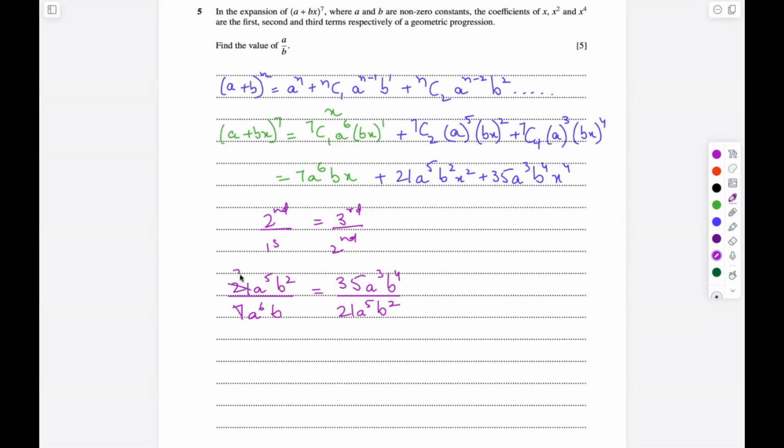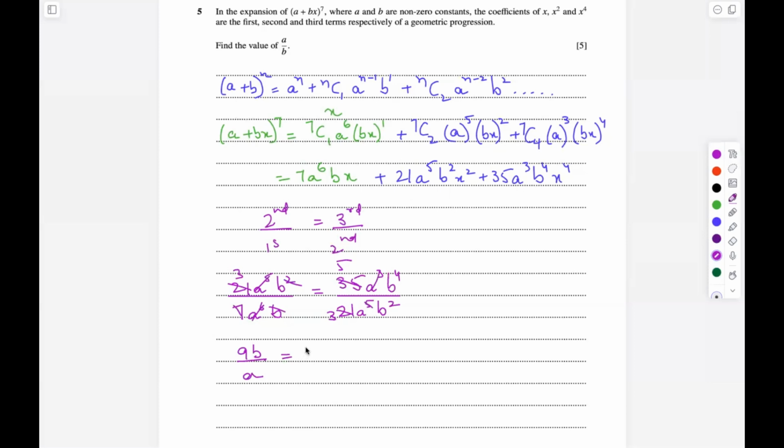So this will cancel out with 3. 7 goes 3 times, 7 goes 5 times. So this will cross multiply. We can write it as 9 over here. This 6 and this 5 will cancel out, so this will become a, and this b and this b will cancel out, and this will be 9b upon a. A cubed and a to the power 5 will cancel.